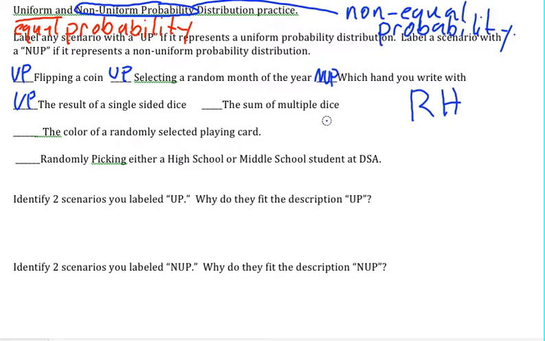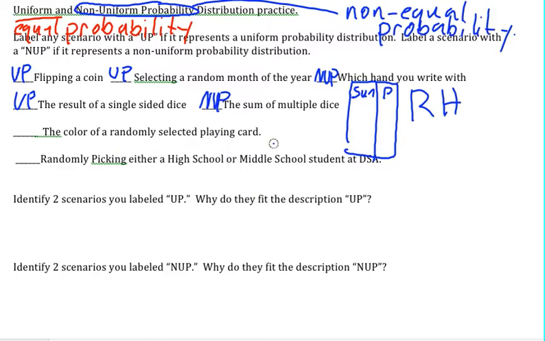However, the sum of multiple dice. I don't know if you guys remember this, but when we did a probability distribution table for dice, and we had sums and then probabilities, certain sums, like adding up to 2 or adding up to 12, were less likely. And I don't know if you remember this, but 7 is the most likely sum that you'll get when you roll dice. So because certain results are more likely and certain results are less likely, this is non-uniform probability. We'll give it that NUP label.